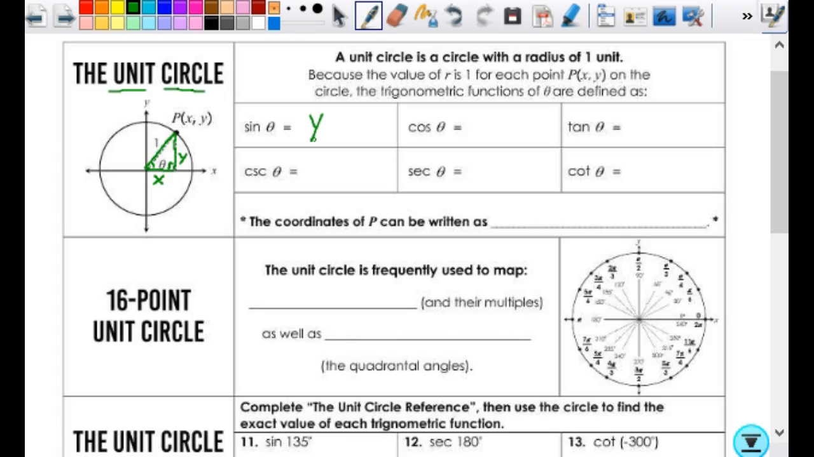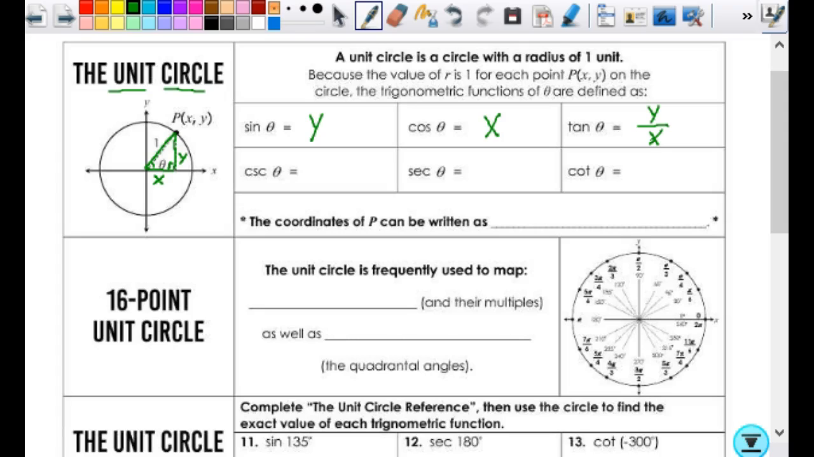Cosine theta is equal to what? x. It's your x value. Because it's adjacent over hypotenuse, so it'd be x over 1, which is just x. Tangent is opposite over adjacent, so it's y over x. And that's why we say tangent is sine over cosine, because it's y over x. You need to understand it both ways, y over x and sine over cosine.